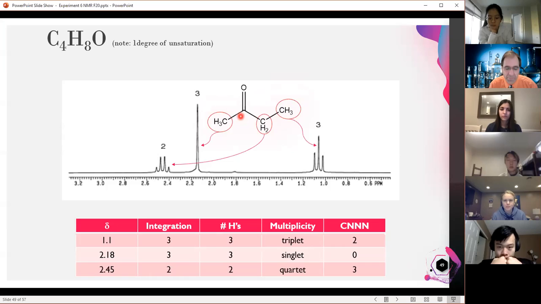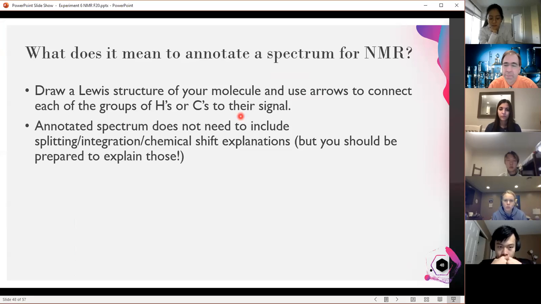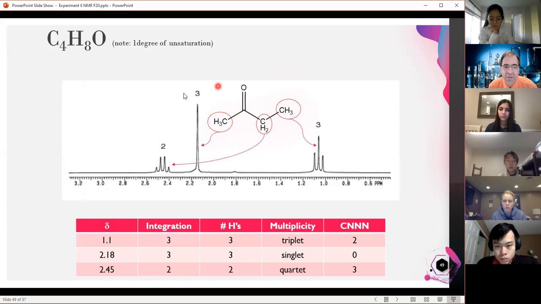So the slide I skipped was, what does it mean to annotate an NMR? So you will be asked to annotate NMRs. All it means is you put the Lewis structure on, and you draw an arrow to every signal and where that comes from on the molecule. So that's what I've got here. So the annotated NMR is the NMR with the Lewis structure, and then arrows indicating that this signal came from these hydrogens, this signal came from those hydrogens, and that from these. Okay, so that's what it means to annotate the NMR.